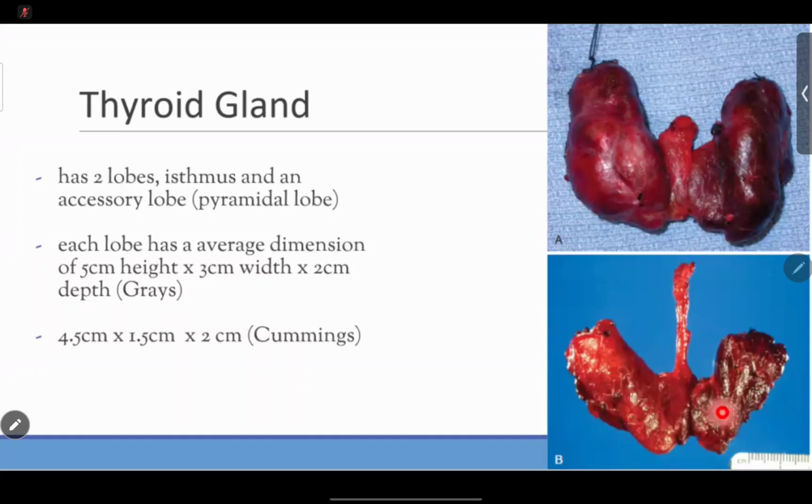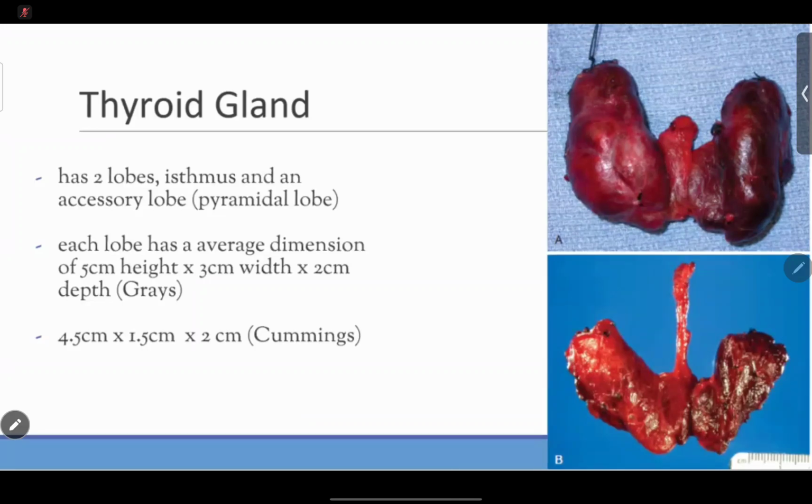Okay? So why do we need to know the dimensions? Because in radiology or ultrasound, when you see the results, they often claim that the thyroid is enlarged. So when do we know if it's enlarged? If the dimension is more than the normal, so you should know the normal dimensions.